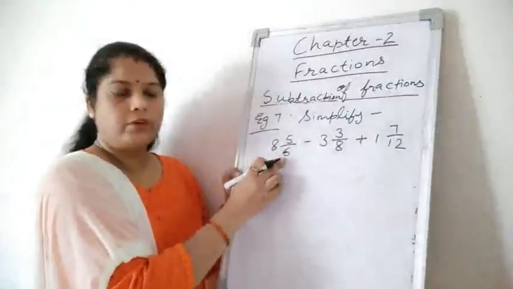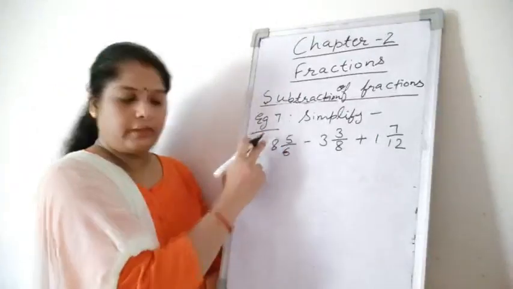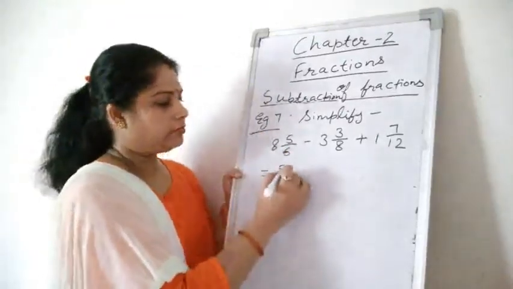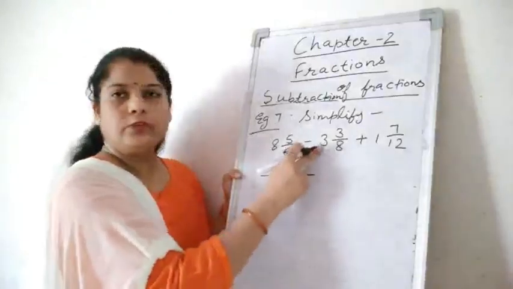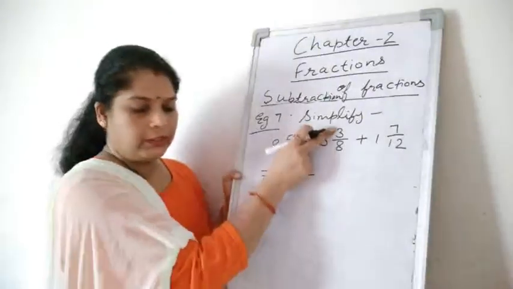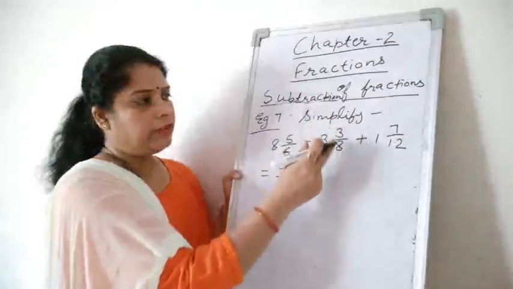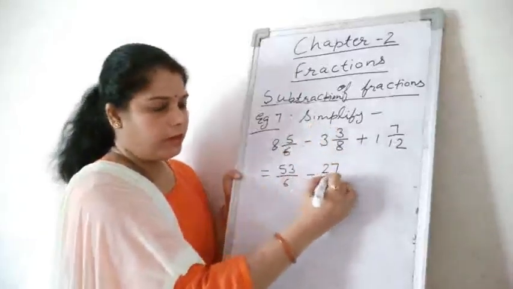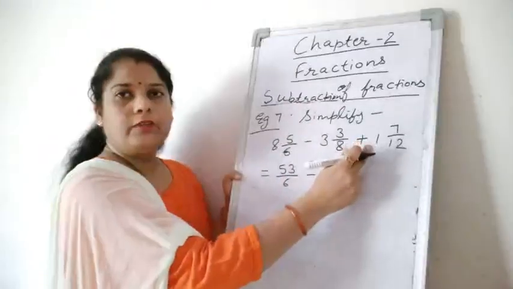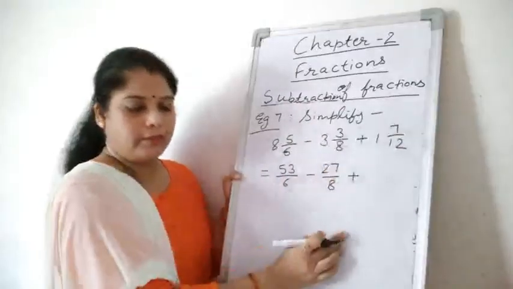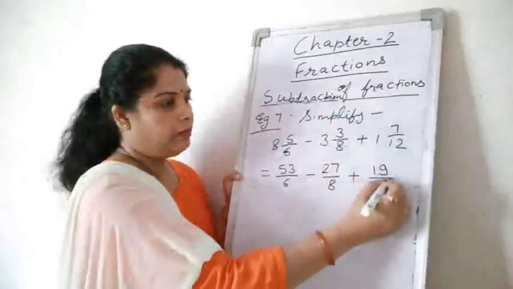So first we will convert this. 8 6s are 48. 48 plus 5, 53/6 minus 8 3s are 24. 24 plus 3, 27, and 27/8 plus 12 ones are 12. 12 plus 7 is 19/12.